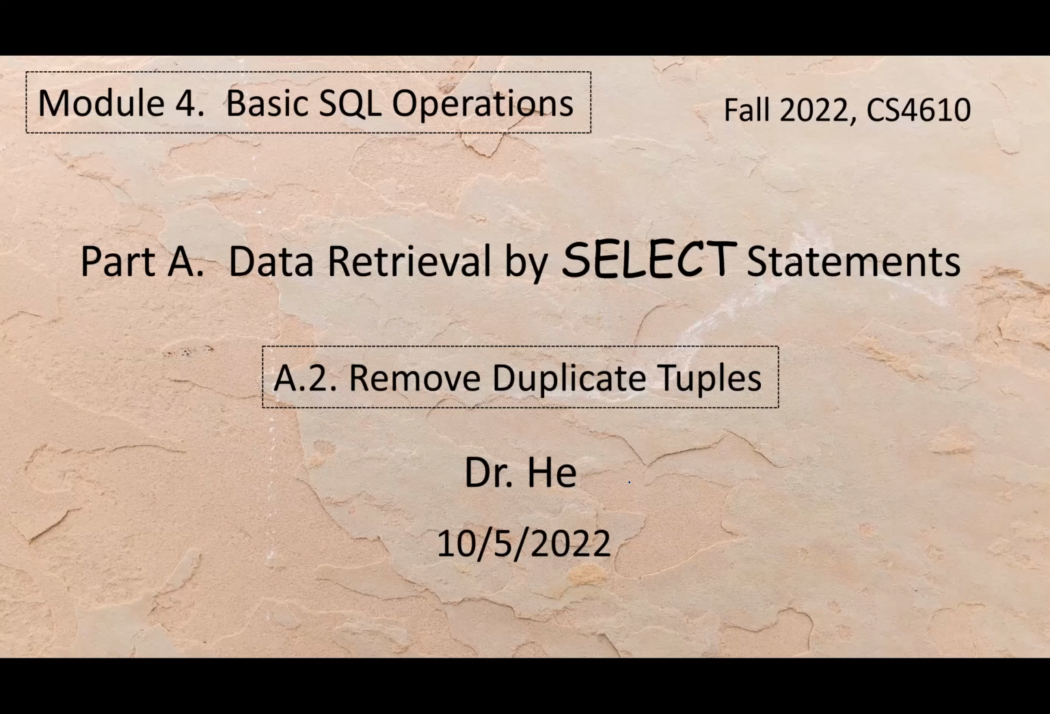So 8.2, remove duplicate tuples. Let me show you one simple example.